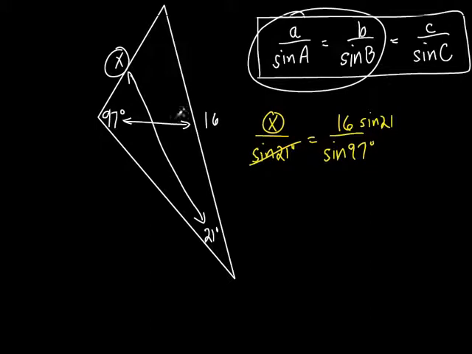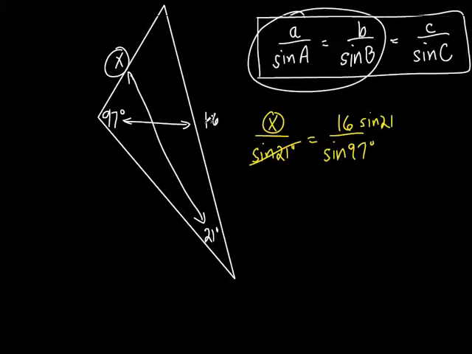Now you could have done this. You could have said sine of 21 over x equals the sine of 97 over 16, right? And then you could have flipped them if you wanted to. Or you could have just cross multiplied right there and still got the same answer, right? There's a lot of different options on this.